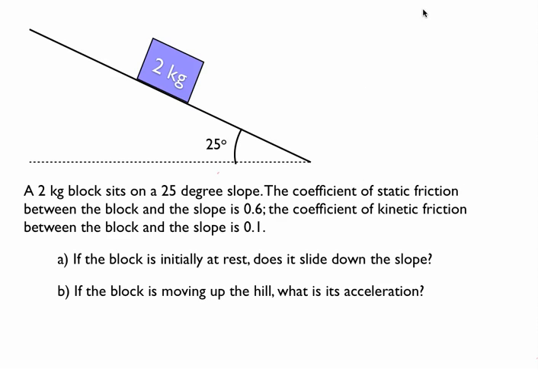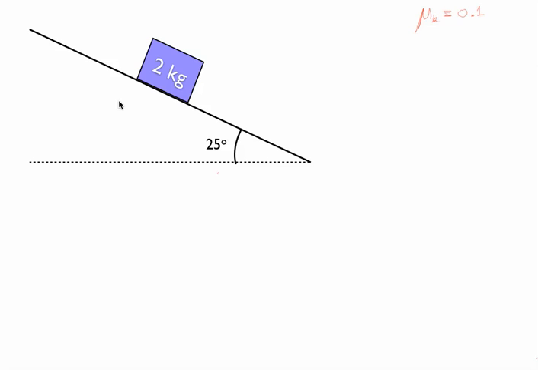We've got μk, changed color for some reason, is equal to 0.1. Once we've got the information from the problem, we can go ahead and get rid of the text. Now, what we're going to do is follow pretty much the same procedure as part A.